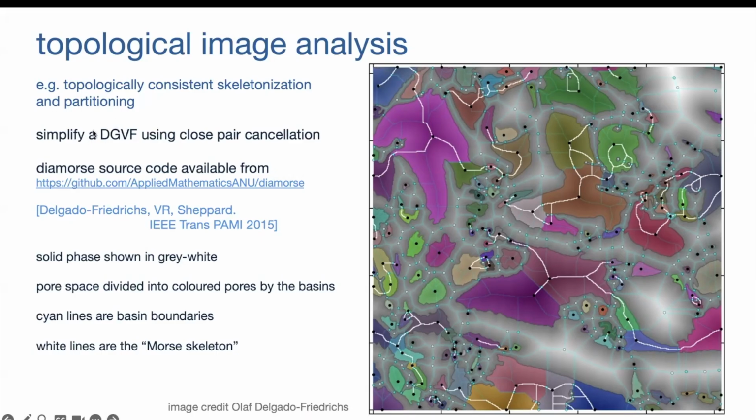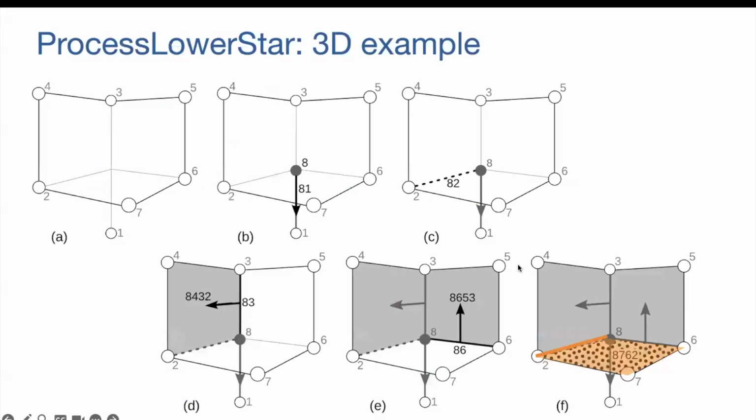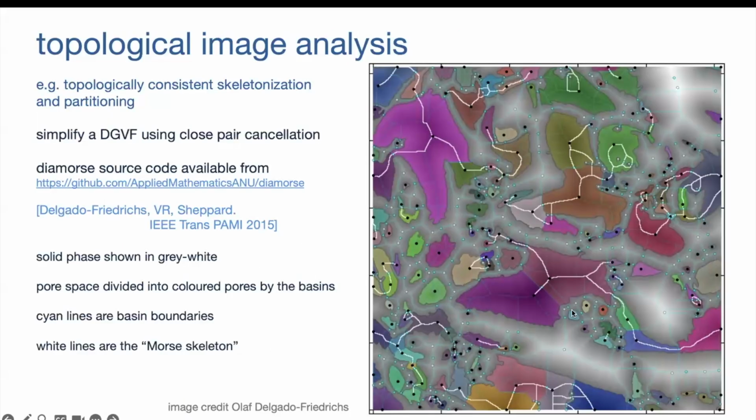Gradient vector fields also allow you to simplify things. I haven't put in a copy of the initial gradient vector field, but if I just follow the process of lower star without any simplification, then I have a much more complicated set of critical points and adjacencies between them. But we tend to follow this process which we call close pair cancellation.